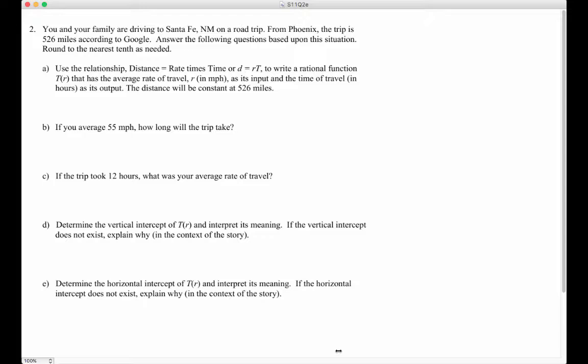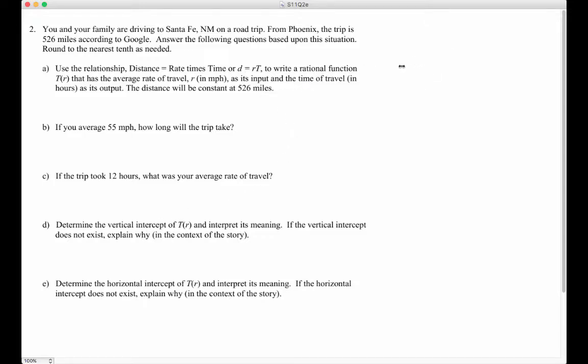Using the relationship that distance is equal to rate times time, or d equals rt, write a rational function T of r that has the average rate of travel r in miles per hour as its input and the time of travel in hours as its output. The distance will be constant at 526 miles.